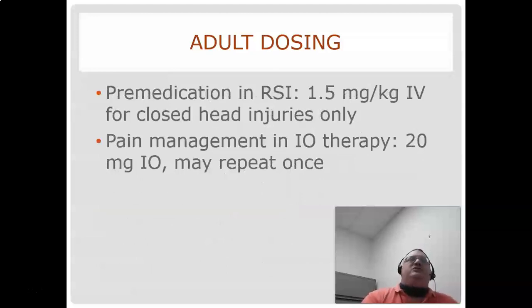For RSI, it's usually 1.5 milligrams per kilogram. Guys, if you do 1 milligram per kilogram, that's fine, okay? Kind of depends on the protocol. The protocols usually say 1 to 1.5 milligrams per kilogram.